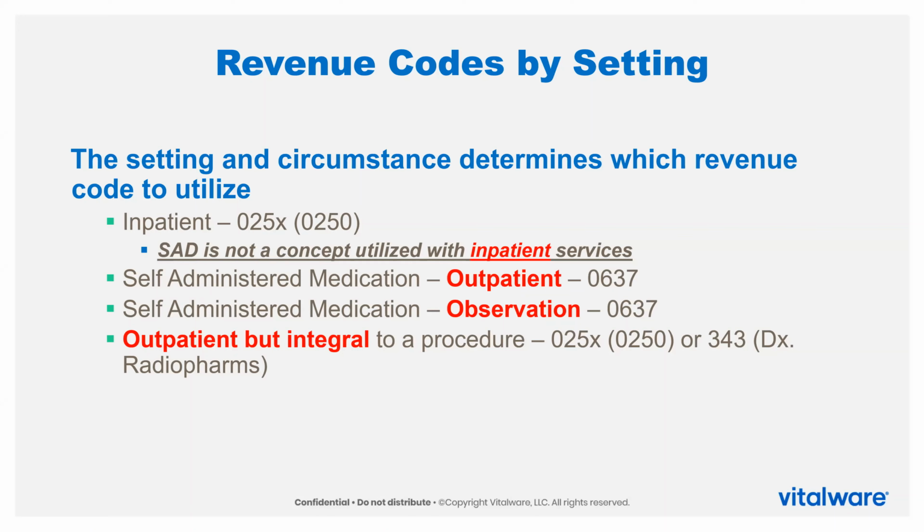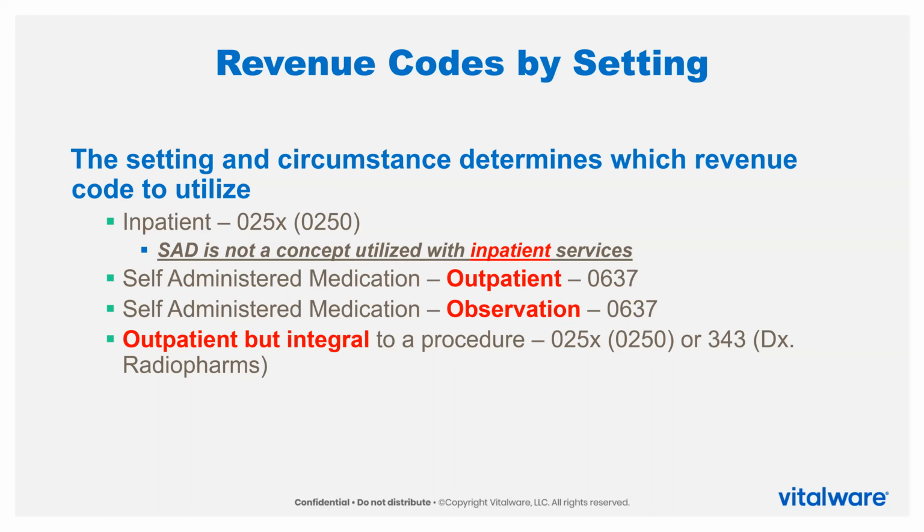So when I'm setting up the circumstance of which revenue code, first of all, SAD is not a concept for inpatients. It is a Part B outpatient coverage criteria. So for inpatient, it's going to be 250, and the reason is it just gets packaged in with your drugs. For outpatient medications, it's going to be revenue code 637 if it's in fact a self-administered.